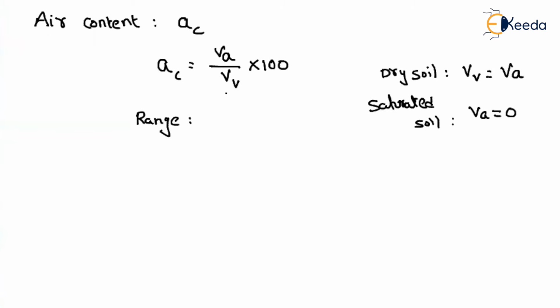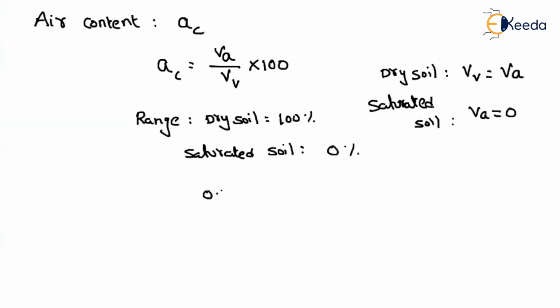So in dry soil, what is the range? If it is a dry soil, then what about the air content? That is nothing but VA equal to VV. These two get cancelled, then we will get it as 100%. If it is a saturated soil, is there any volume of air present in the soil? No. So that's why VA is equal to 0. Then what about the air content percentage? 0. So what about the range? The range will be in between 0% to 100%. 0 is also possible, 100 is also possible. That's why I can use the symbol less than or equal to.